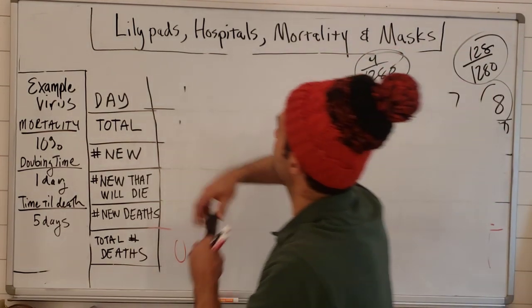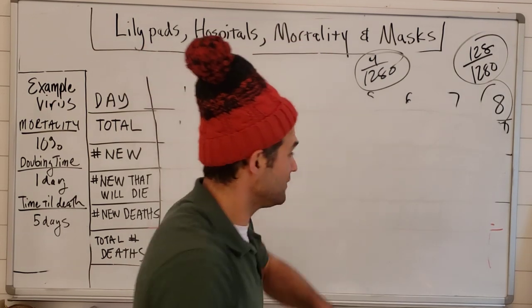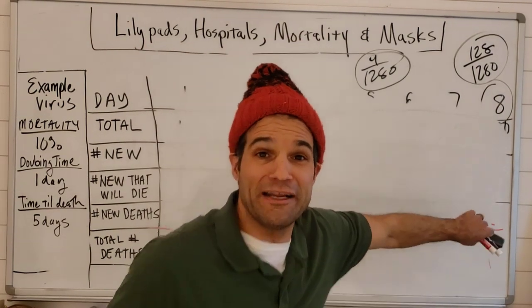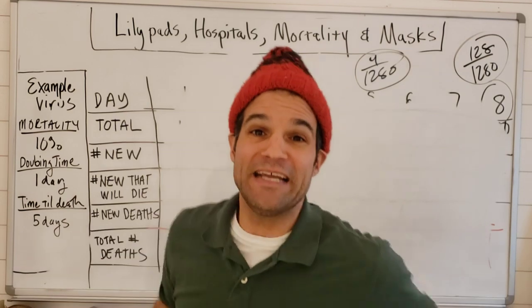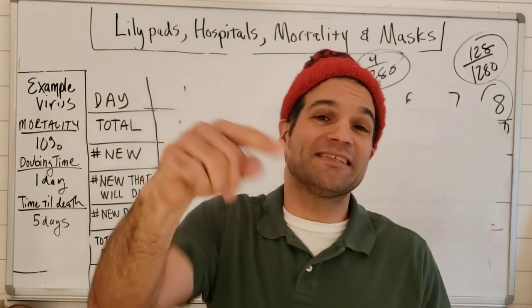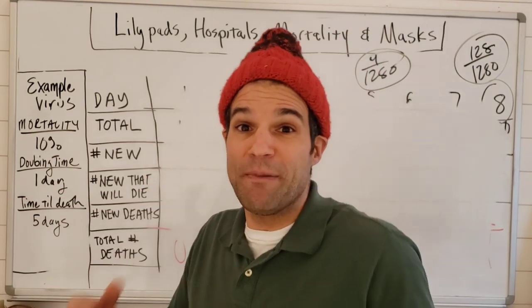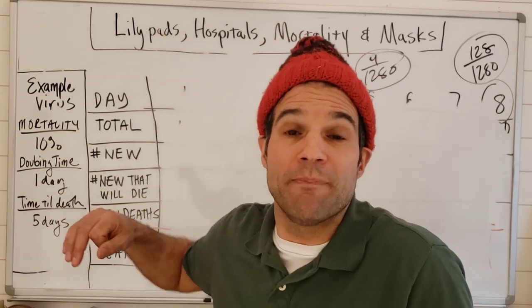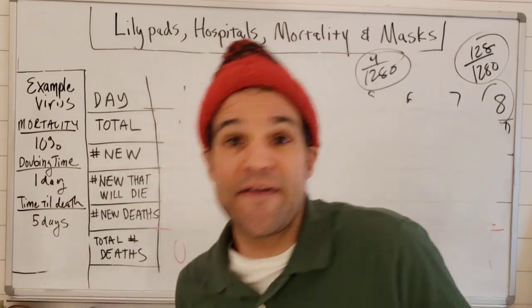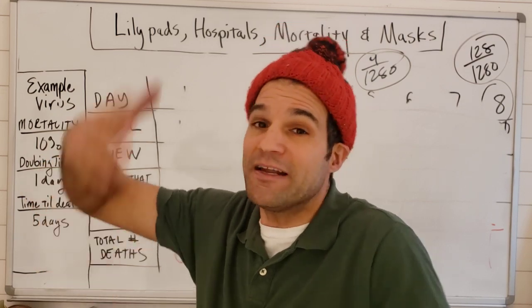So we talked about lily pads. Oh, the other thing is, this rate too is assuming that everybody has a hospital bed. We talked a second ago about what happens. We haven't seen what happens when people don't have any more hospital beds. What happens to that mortality rate? Shoom! Okay?